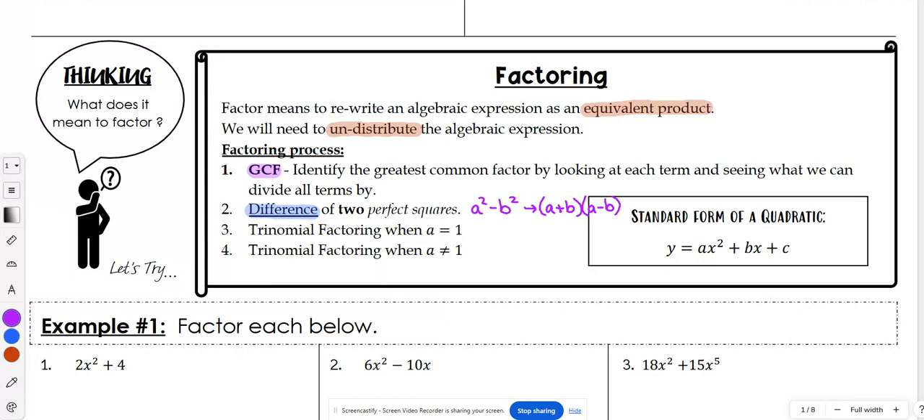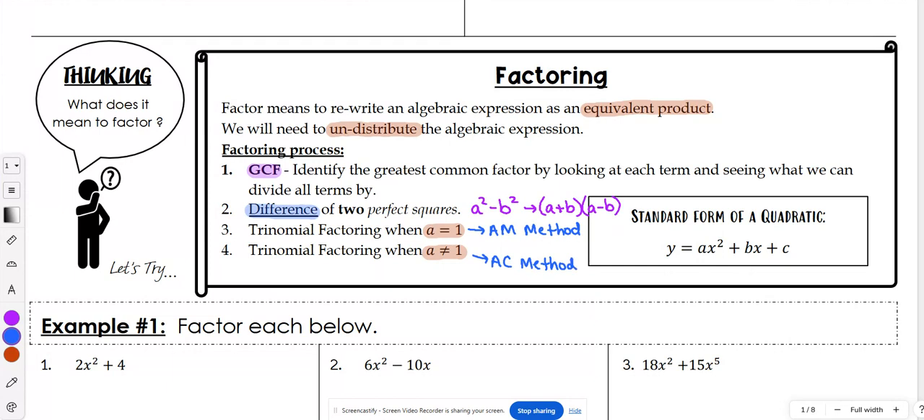Then we have trinomial factoring, in which we have two types of cases. Trinomial factoring when a is equal to 1 and when a is not equal to 1, meaning the leading coefficient. If you are dealing with a equal to 1, that's the basic method, right? What two numbers multiply to the last term and add up to the middle? A not equal to 1 is going to be our AC method. So a whole process to doing those.